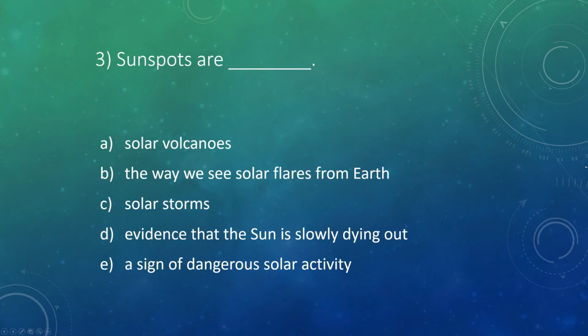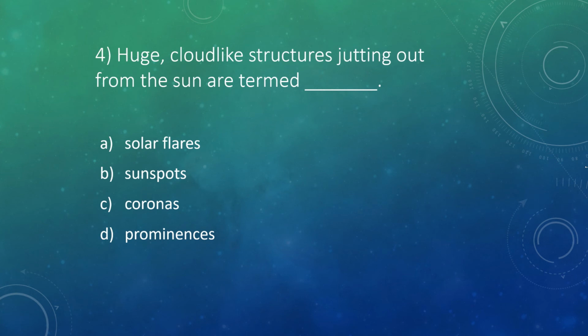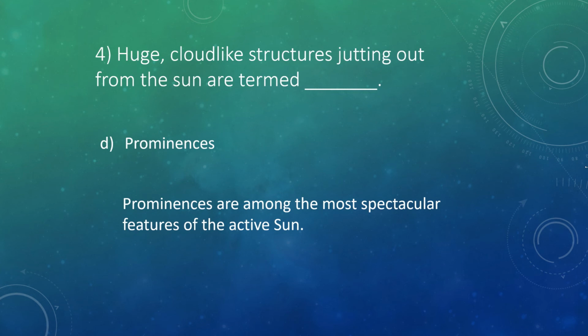Question 3. What are sunspots? Okay, well, in this case, a simple definition of them is a solar storm. Sunspots are storms governed by the sun's magnetic fields. And last but not least, what are the huge cloud-like structures jutting out from the sun? What are they termed? All right, so in this case, they are known as prominences. And these prominences can lead to things like solar flares and coronal mass ejections.